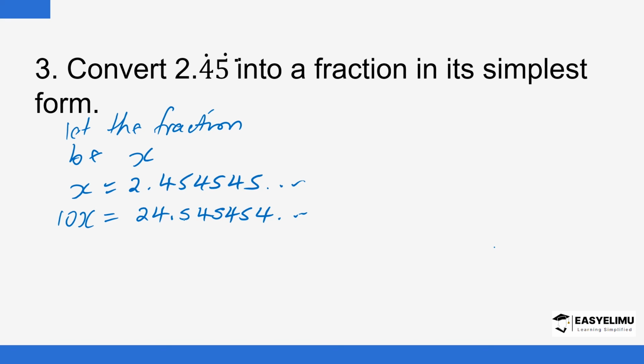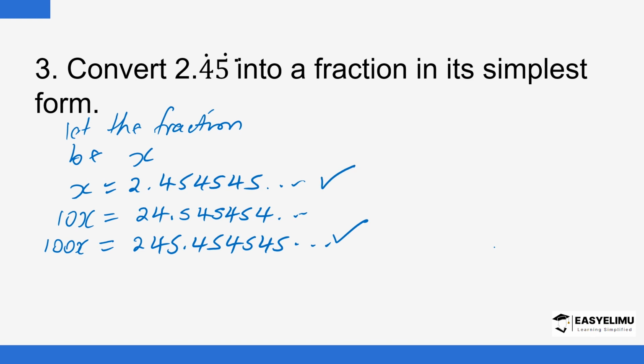So if you look at the pattern after the decimal point in the second line and the first line, they're different. The first line is 4, 5, 4, 5. The second line is 5, 4. So that is different. So continue. So 100x, the other side will be 245.45, 45, 45. So if you see the last line here and the first line, they have the pattern after the decimal point being the same.